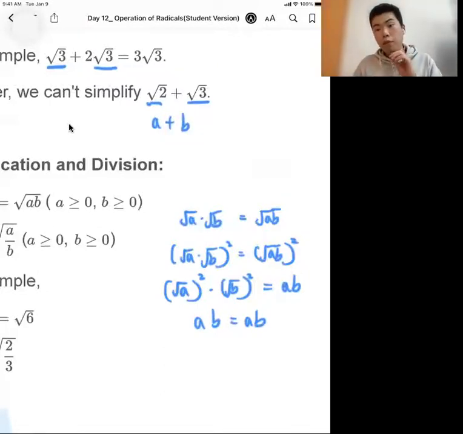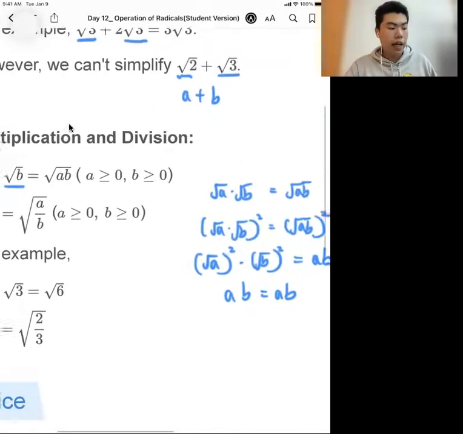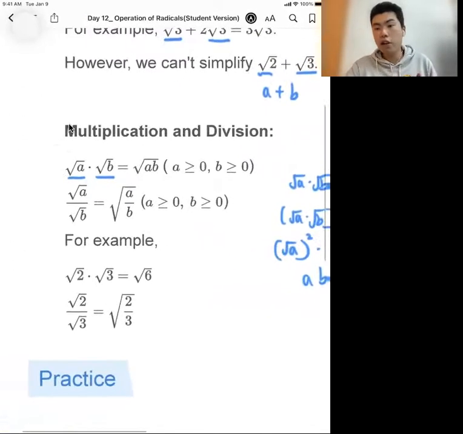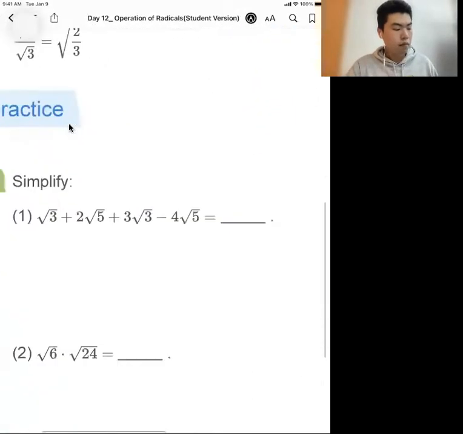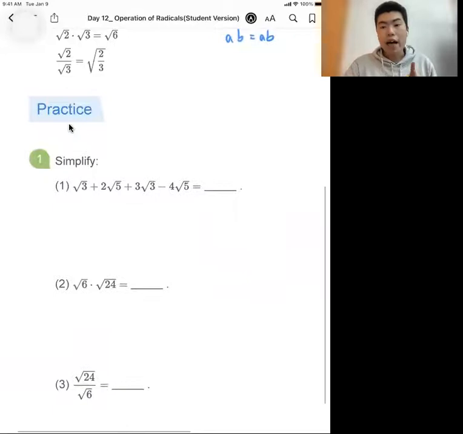To complete the proof, we just go from the last step to the first step, so that we have our proof. So we can prove that if we have a multiplication of the radicals, we can actually do this operation. And the same goes for division. If you are interested, we can also try to prove this property for division as well. Now let's take a look at the practice.